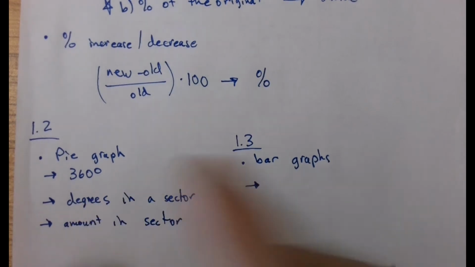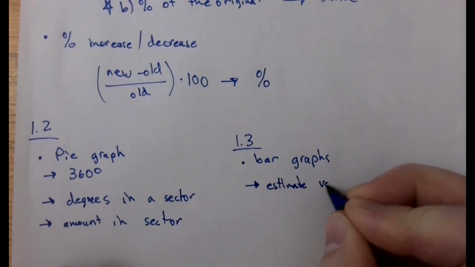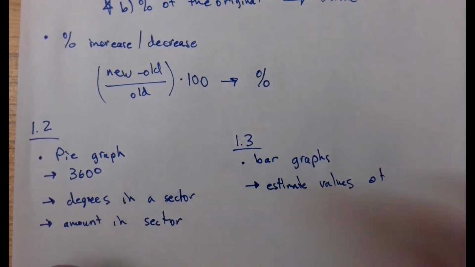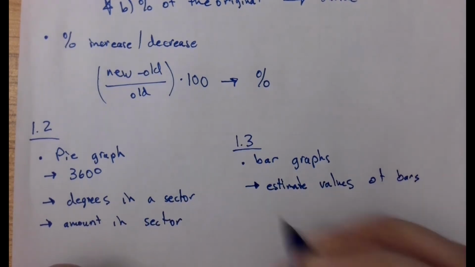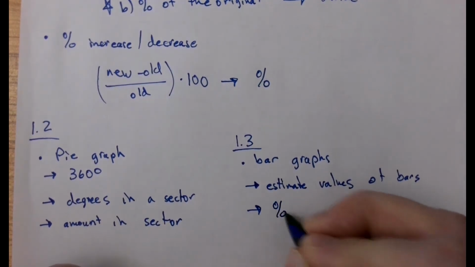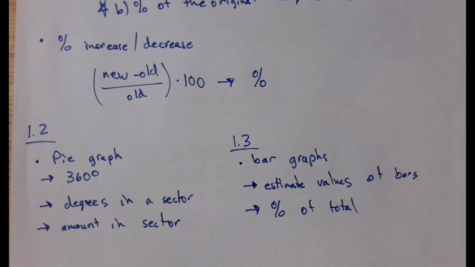And like the pie graph, we need to estimate values when we give you a bad graph. So estimate values of bars, whereas for pie graphs you'd be estimating values of sectors, and then calculating percent of total for a bar graph, like how many are in this bar if it's a percent.